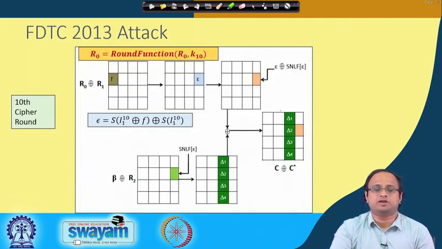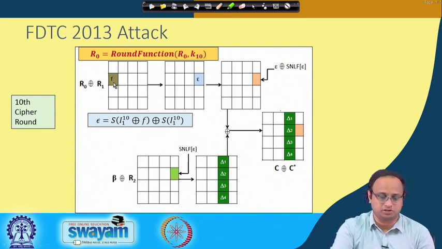Here is a quick reminder of the attack that we saw in the last class. Suppose there is a fault at this byte of the state matrix, at the input of the 10th cipher round. Because of this fault, it affects R0, which stands for the actual computation, the cipher round. The fault propagates through the 10th round, and gets modified by an S box.